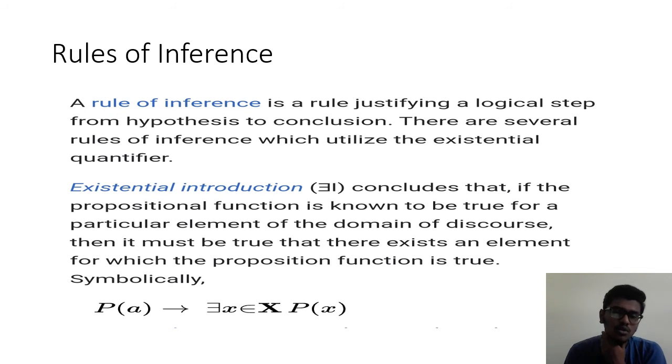Rules of inference. A rule of inference is a rule justifying a logical step from hypothesis to conclusion. There are several rules of inference which utilize the existential quantifier. Existential introduction concludes that if the propositional function is known to be true for a particular element of the domain of discourse, then it must be true that there exists an element for which the propositional function is true. Symbolically, P of a gives rise to there exists x belongs to X, P of x.